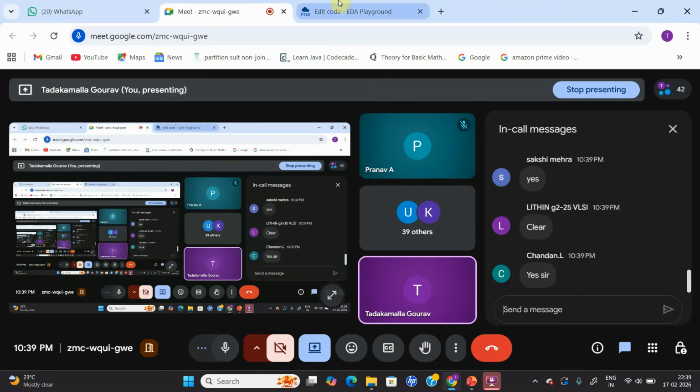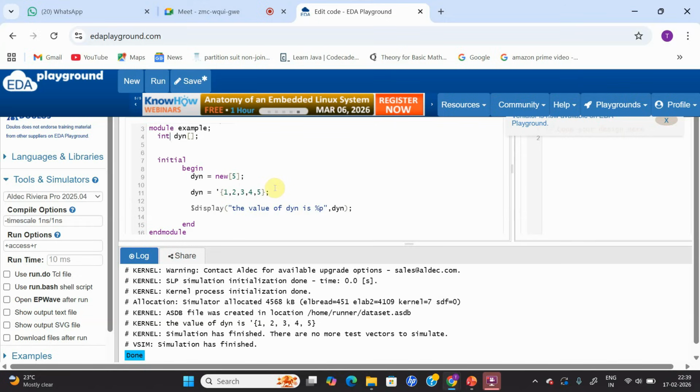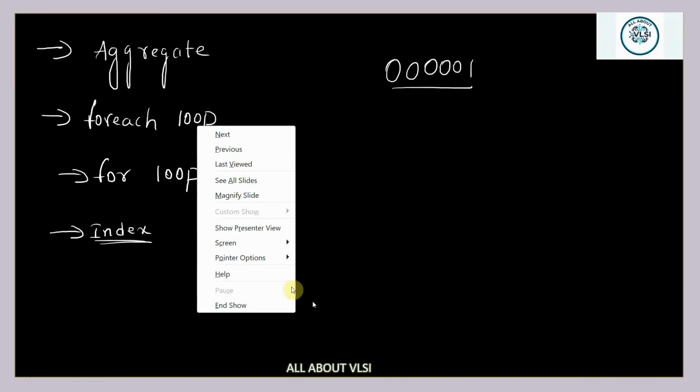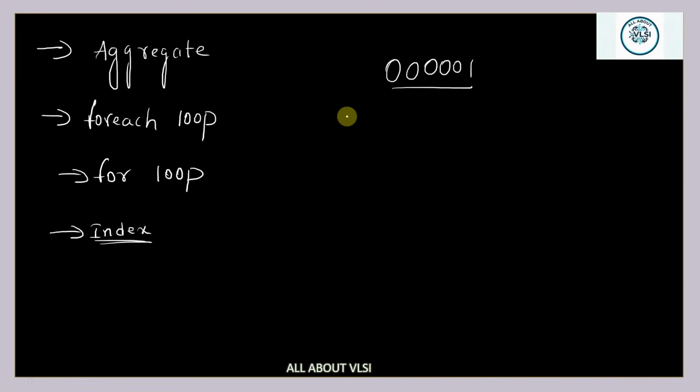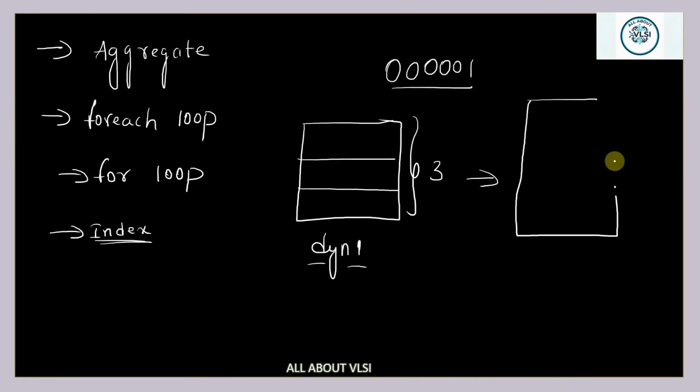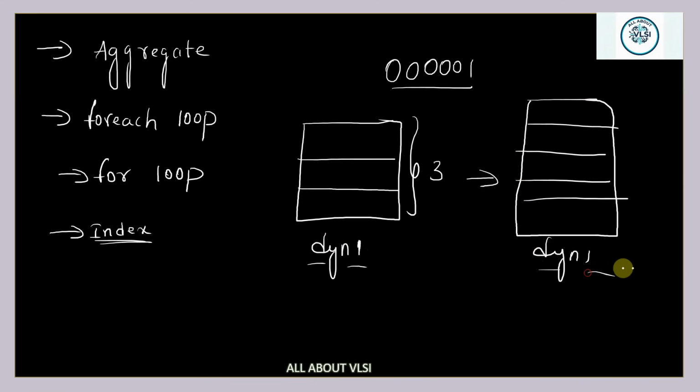Okay, that's great. So let's say my requirement is I have a dynamic array, like this, with three locations, one, two, three. And let's say this is dyn1. And if I want to change it to five locations, one, two, three, four, five, the same dynamic array, I want to change it to five locations.